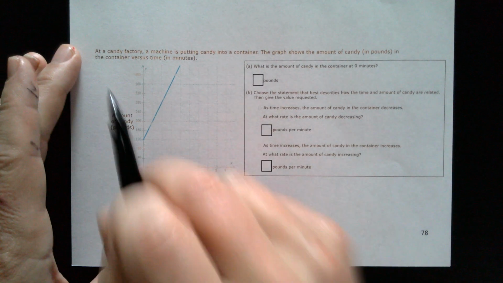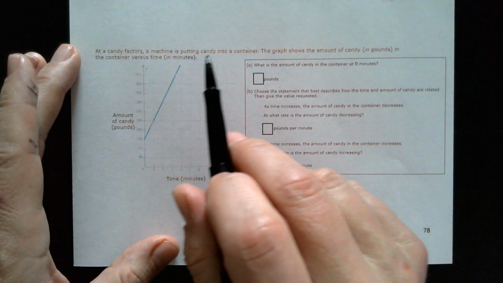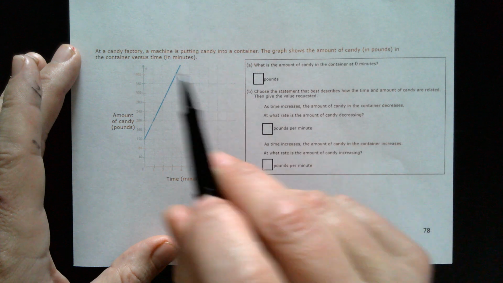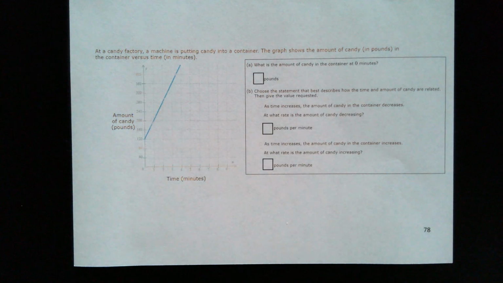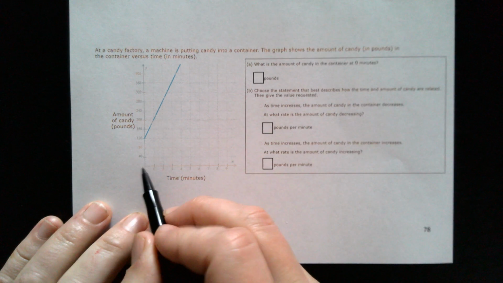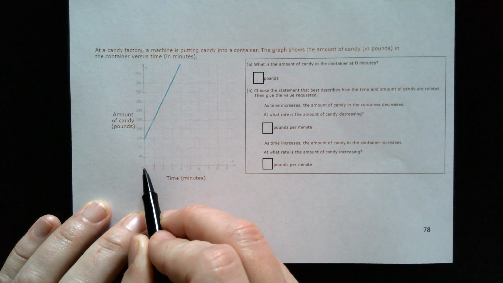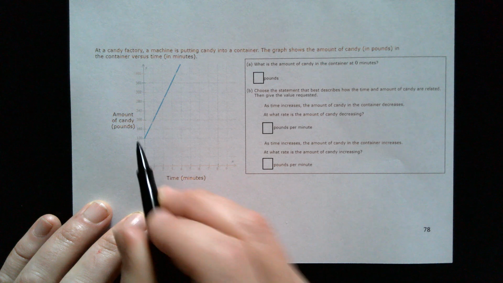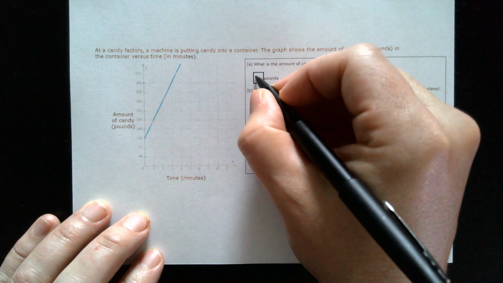Let's look at this. At a candy factory, a machine is putting candy into a container. The graph shows the amount of candy in pounds in the container versus time in minutes. So the first question is, what is the amount of candy in the container at 0 minutes? Okay, so 0 minutes means right here. That's 0 minutes, right? So how much candy is in there? It looks like 120 pounds.